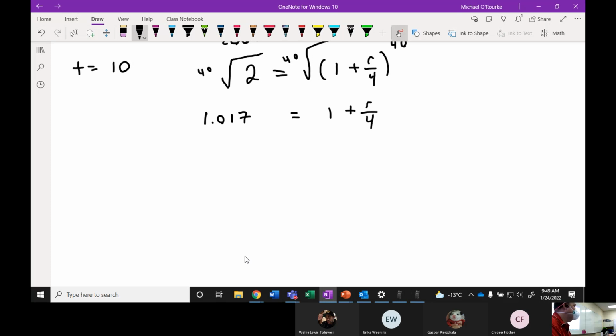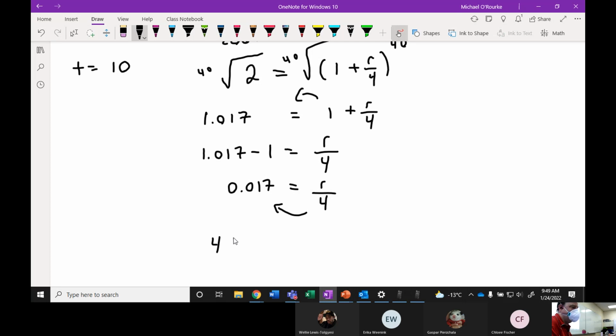Okay. Now what's my first step? I bring over the 1. Good. 1.017 minus 1 equals R over 4. It's going to equal 0.017 equals R over 4. I have one more step to do from here. Very good. Multiply it by 4. Bring this over. We multiply it by 4.